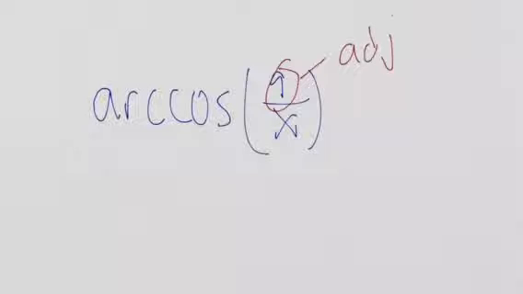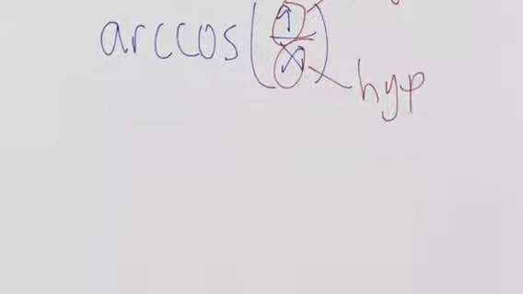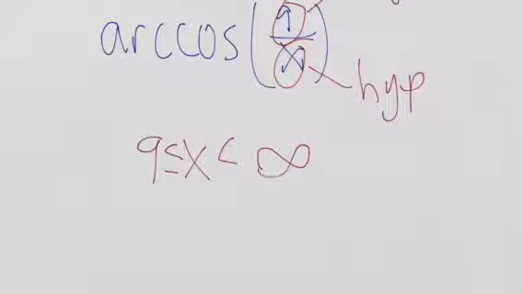arc cos is adjacent over hypotenuse. So since x is the hypotenuse, x must be greater than or equal to 9 so that it's at least as big as the adjacent side. And then other than that, it's going to go to infinity. It's going to be as big as it wants to be.